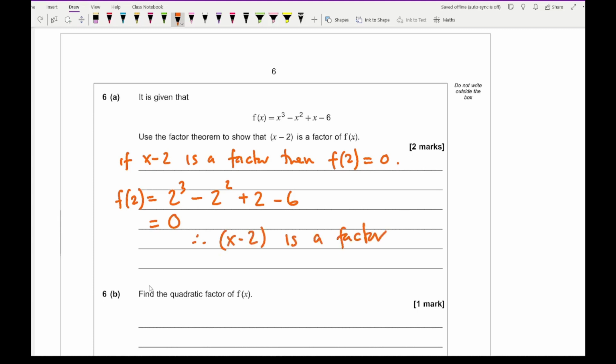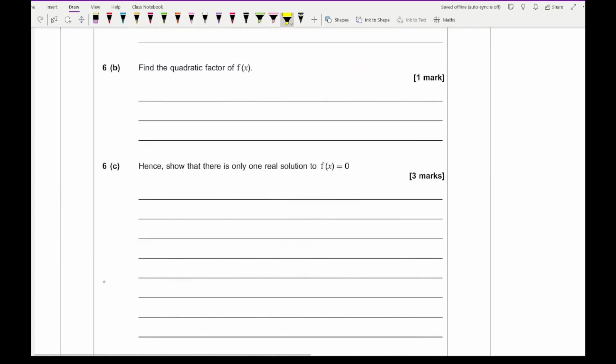Now it's really important that you do state this line, because they are now coming down hard on the marking of this to make sure that you are stating what you've actually gone on to prove. And sometimes it's always good practice to also state what you're going to use to either prove or disprove what they've actually asked you to prove. Then moving on to question 6b, it says find the quadratic factor of f of x.